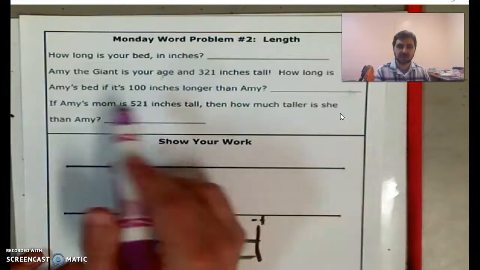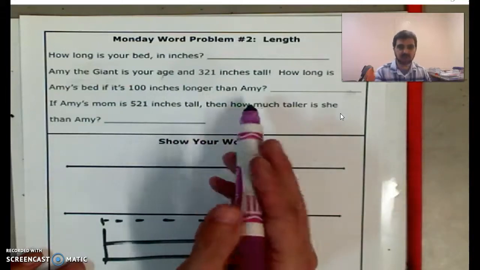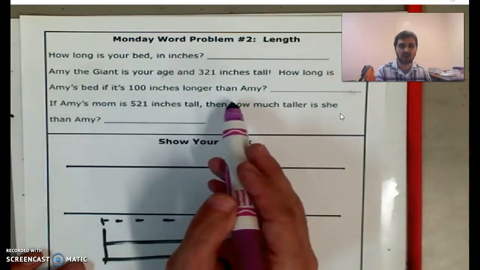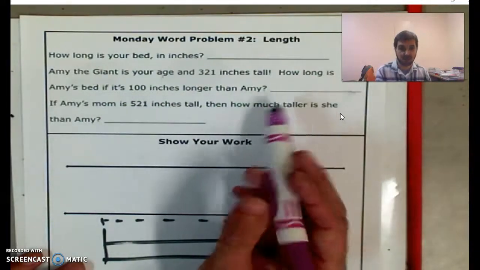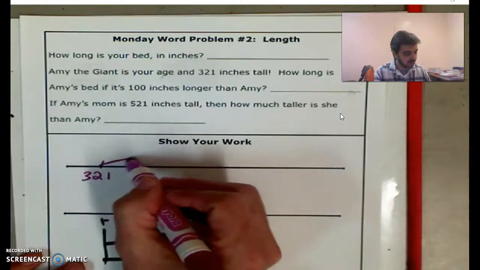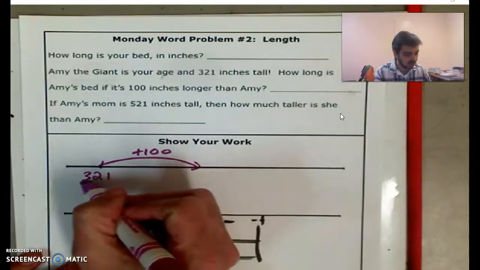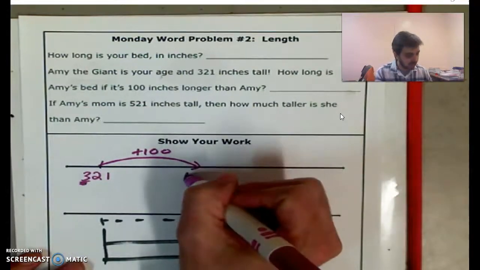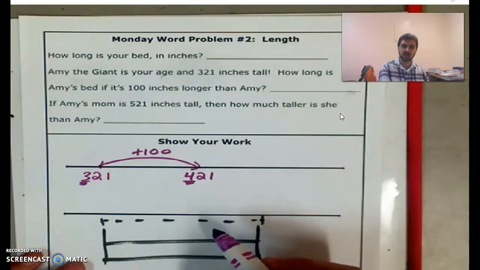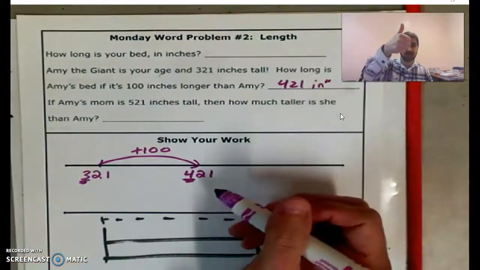Okay? In terms of solving this problem, you had Amy, the giant, who's 321 inches tall. And if Amy's bed is 100 inches longer than her, then how long is Amy's bed, right? So one way you could have solved it is put 321 and then you jump 100, and we're only looking at the hundreds place because we're only adding 100, so it gets us to 421, right? So we added 100 to the 1 in the hundreds place. Okay, so the answer would be 421 inches. Is that what you got? Yeah, thumbs up if you did, thumbs down if you didn't.